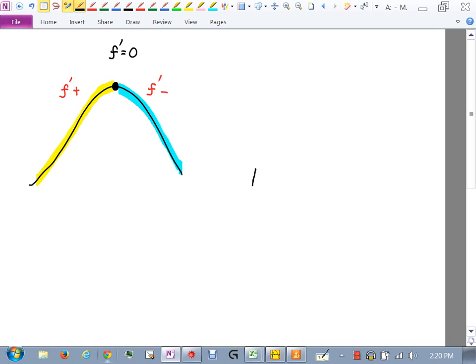Look at this one. That was one where we had the issue where the derivative was 0, right? But it wasn't a max or a min, right? It was not a max or min. What is the derivative to the left? Positive. What is the derivative to the right? Positive. What did not happen? It didn't change.